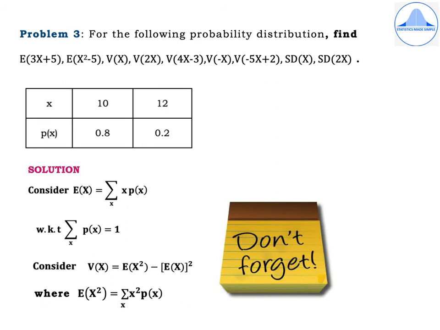Problem 3. For the following probability distribution, find expectation of 3X plus 5, expectation of X square minus 5, variance of X, variance of 2X, variance of 4X minus 3, variance of minus X, variance of minus 5X plus 2, SD of X, and SD of 2X. The probability distribution is given in the form: the first row has x values 10, 12, and the probabilities p of x are 0.8 and 0.2.